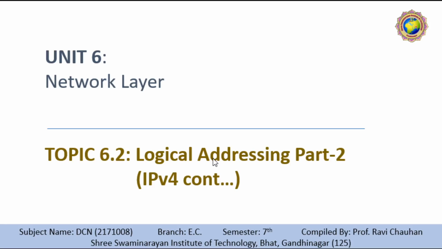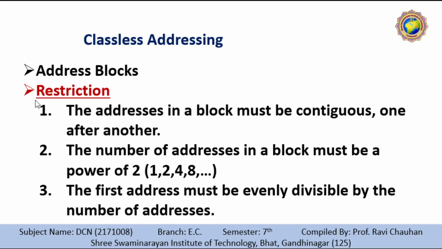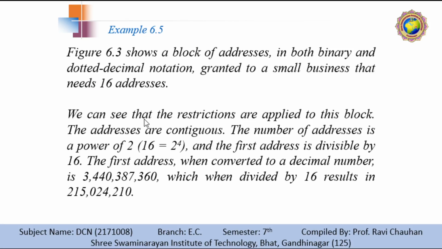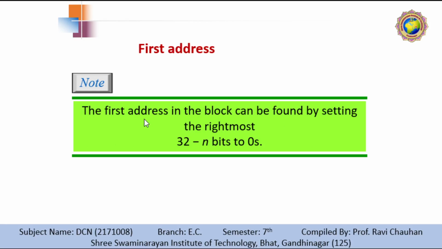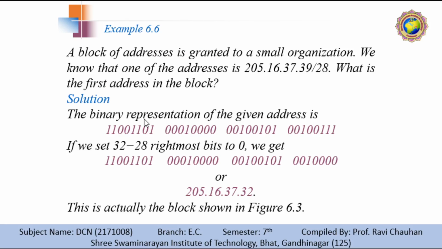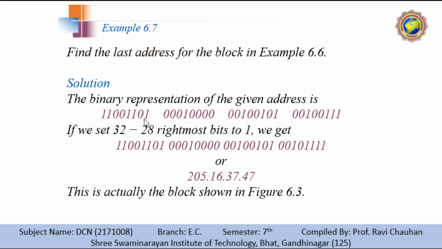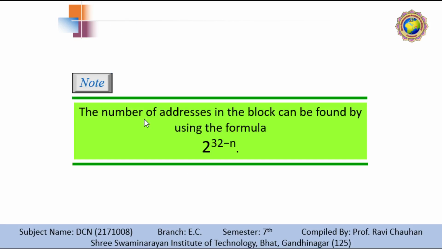We started our discussion with an introduction to classless addressing. We defined address blocks and also discussed the restrictions on addresses in classless addressing. We had an example for the same to make it very clear. We covered the various masks used, how to find the first address, with an example, and how to find the last address, also with an example, and the total number of addresses in a block, found by the formula 2 raised to 32 minus n.